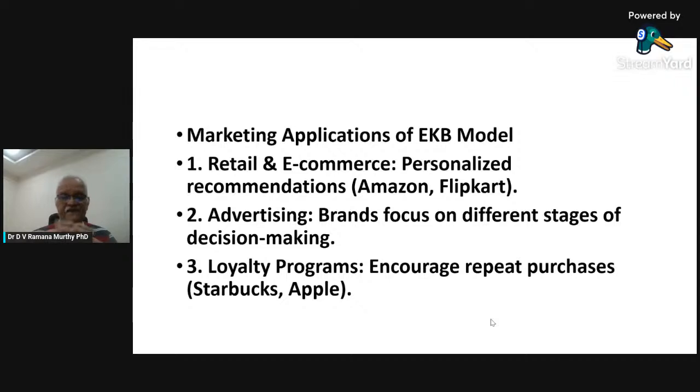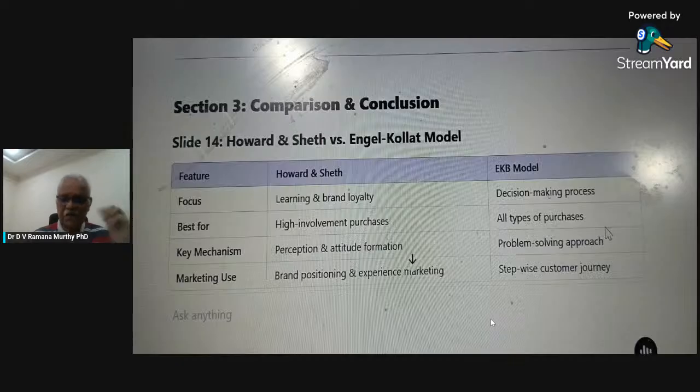Second one is advertising. Yes, a lot of brands focus on different stages of decision making, and through advertisements they influence each stage of decision making. Then loyalty programs, and they encourage repeat purchases. I've already told you, Apple products, smartphones, or even Starbucks, a coffee shop, where if you go on repeat, they encourage repeat purchases through discounts and big product offers. So that's how it goes.